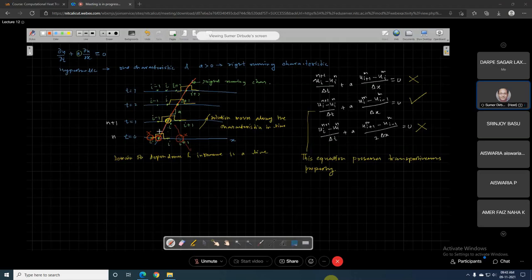The flow direction is this, but in time it is moving only in this characteristic direction, along the characteristics. Okay, so this is an example of transportiveness.